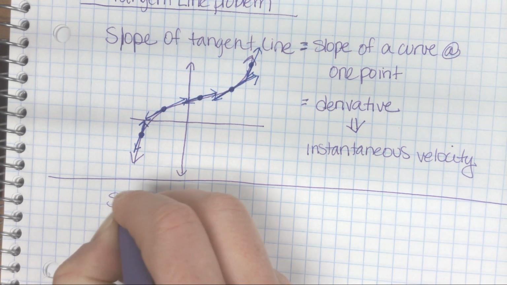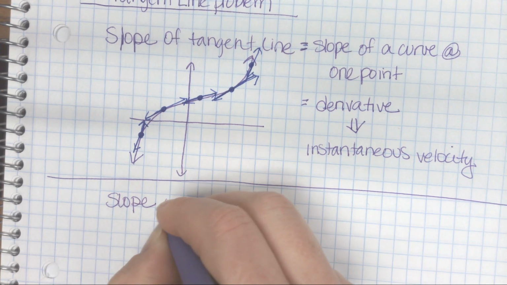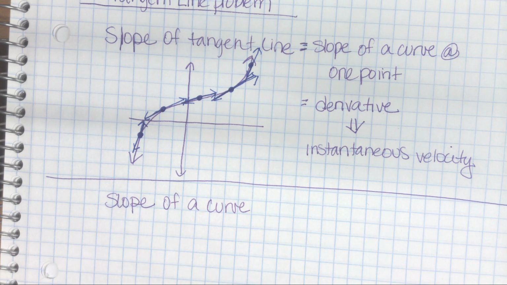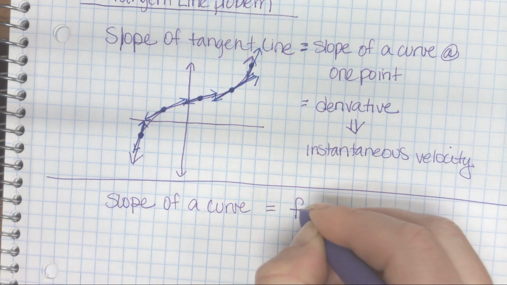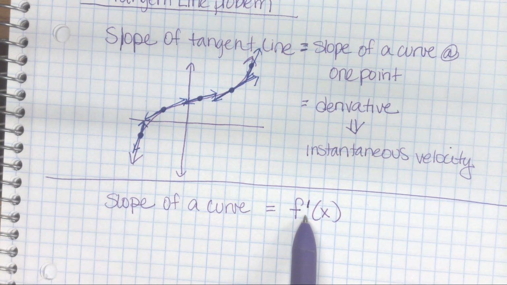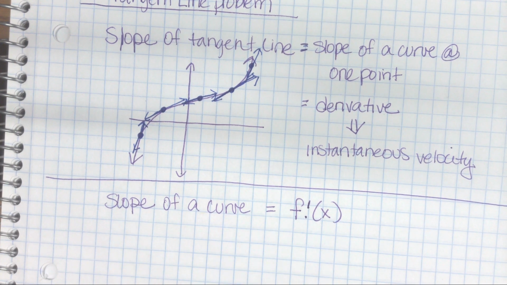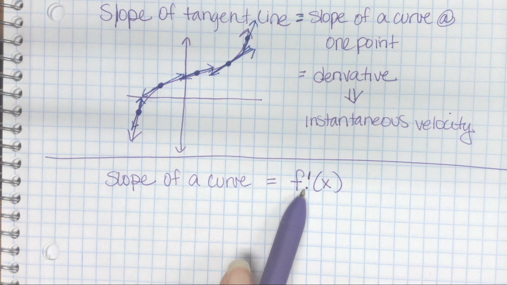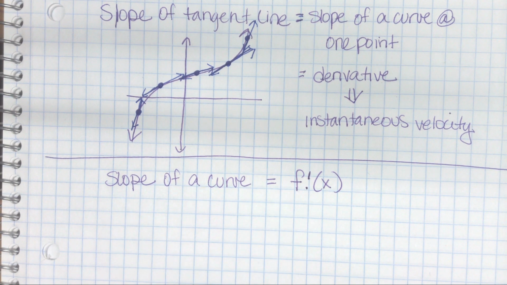So the formula for the slope of a curve, or the slope of a tangent line, at a point is called f prime of x. That is the shorthand way of writing the derivative. So all that means is it's a notation thing, f prime of x.